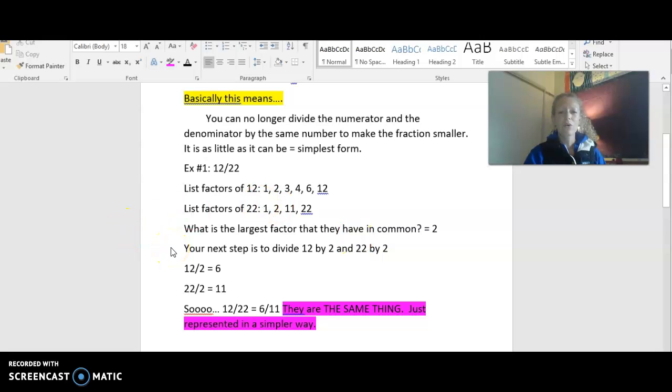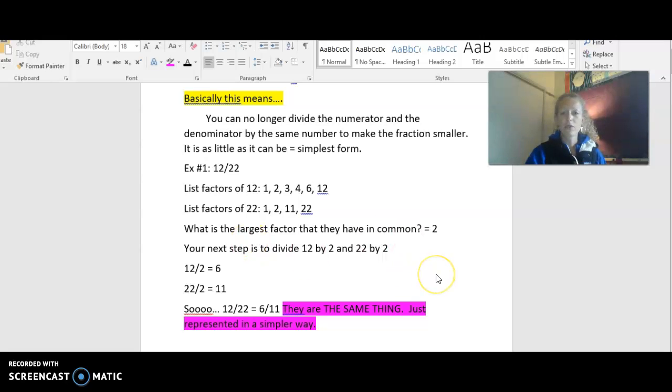Anyways, so when I look at these lists of factors, which ones do they have in common? Well, they have a 1 in common. That is a common factor. Let's see if they have another one. They have a 2 that's in common. Anything bigger? Seeing 11, 22, 3, 4, 6, and 12. Nope, not really. So the largest factor that they have in common is 2. So I guess I was right all along. I could have just divided them by 2, but I'm really glad I checked.